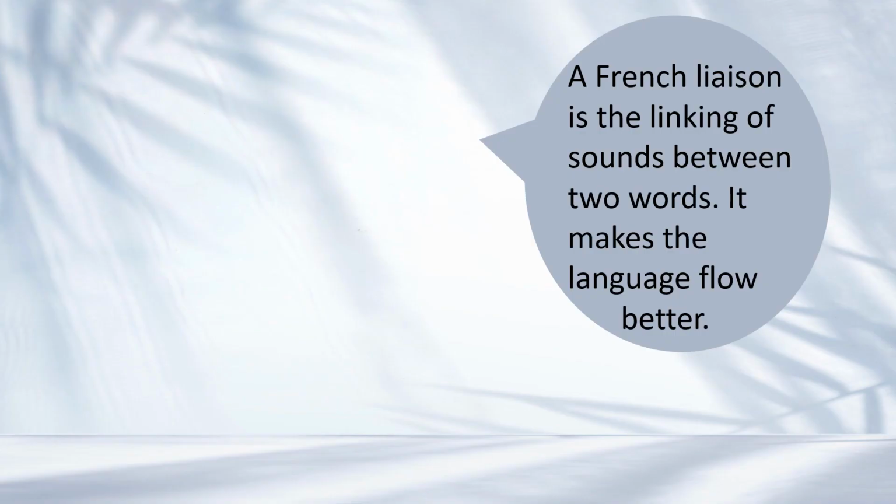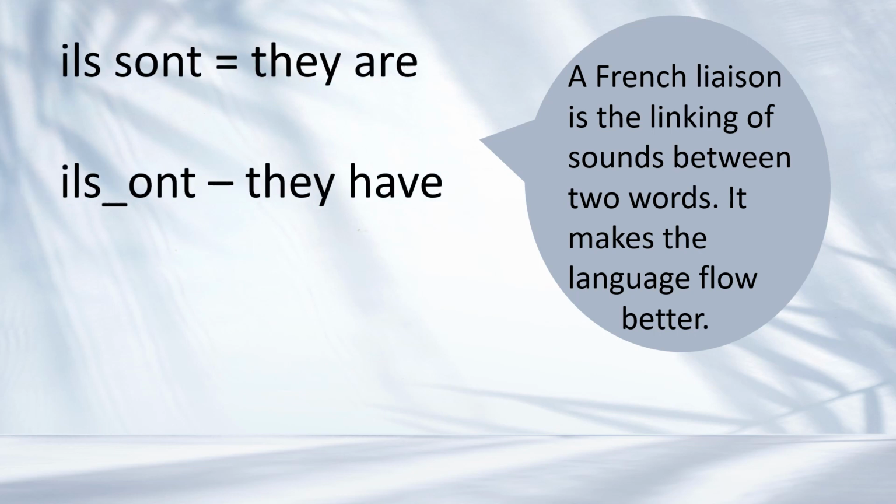A French liaison is the linking of sounds between two words. It makes the language flow better. Just look at those two words, they are and they have. You see how very similar they are when you look at them, but the sound is very different. In the first one we have ils sont, and in the second is ils ont. So basically what I've done, I've linked the S to the O, giving me a Z sound, and it gives you ils ont.